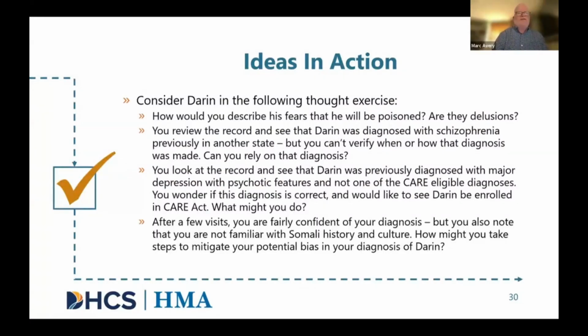Okay, here's a bit of a trick question. You review the record and see that Darren was diagnosed with schizophrenia previously in another state, not California. But you can't verify when or how that diagnosis was made. You're not a psychiatrist or a psychiatric diagnostician. Is it okay for you to rely on that diagnosis?